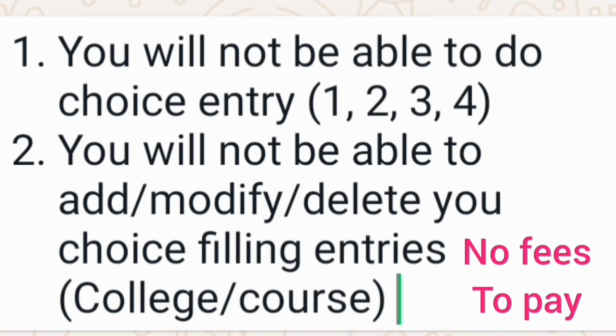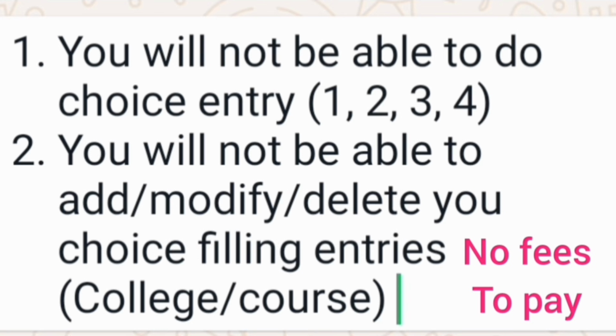Those students who don't get any seat allotted to them in round 1 will not be able to do choice entry 1, 2, 3, 4. They will not be able to do choice 1 because they have not got any seat, so they cannot accept and freeze. They cannot do choice 2, so there is no question of accept and upgrade. They cannot do choice 3, so they cannot reject and upgrade.